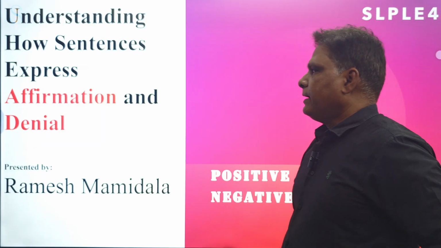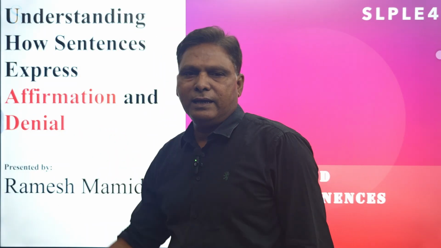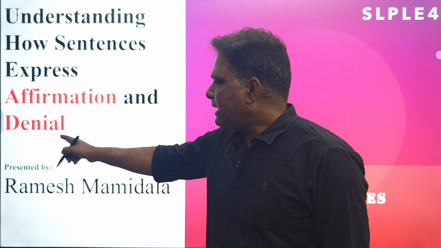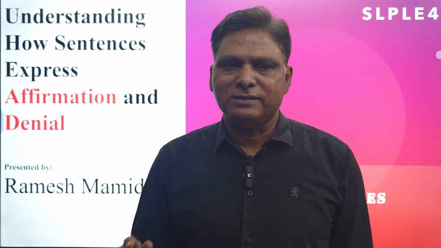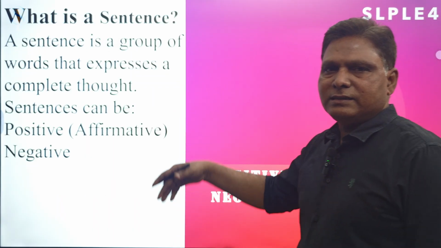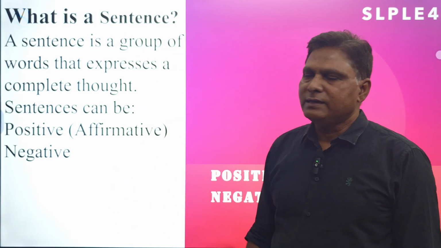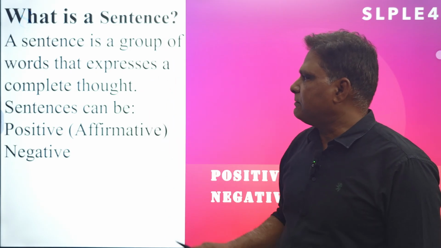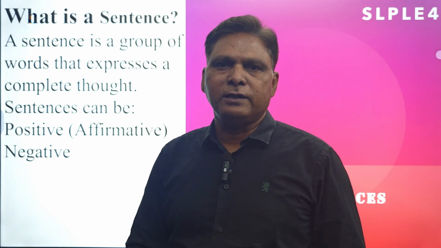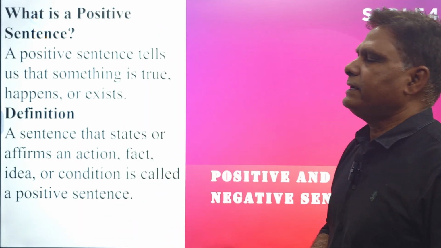When you look at this one, understanding how sentences express affirmation and denial. Affirmation is nothing but telling something in a very confirmed way. Denial is going against something or going in a negative way. This is something like an introspection and retrospection. A small definition again about sentence: a sentence is a group of words that expresses a complete thought. Sentences can be positive, sentences can be negative. We already talked about it. We already had a very clear understanding about all these things. Let us go a little bit deeper into that one.